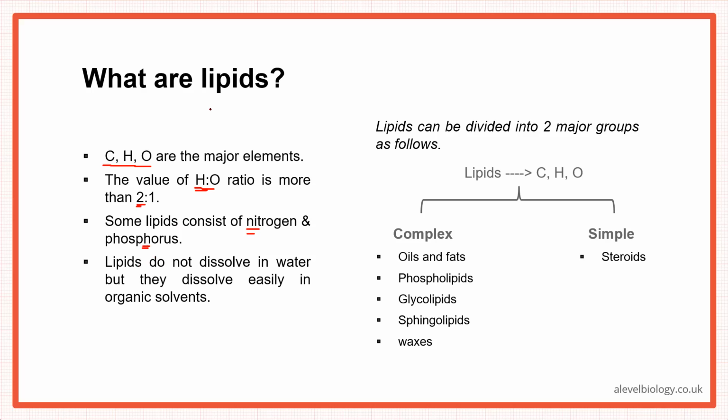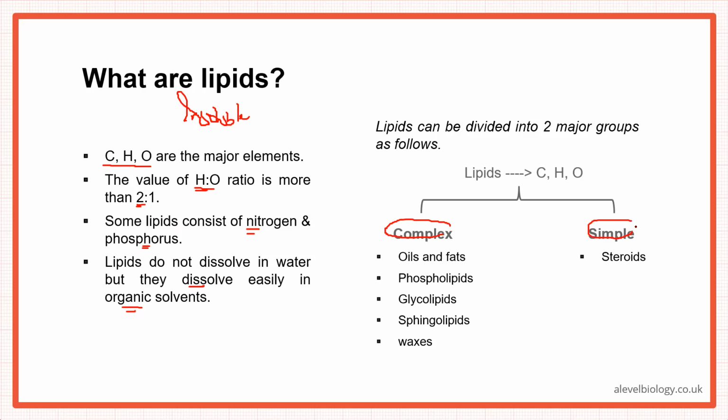Then one more thing about lipids, beta, they are insoluble. They won't be able to dissolve in water, but they dissolve easily in organic solvents. So this is one other property of lipids. They're insoluble in water. Now lipids are divided into complex lipids and simpler lipids.